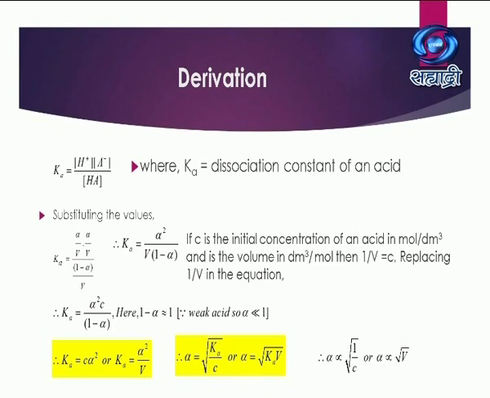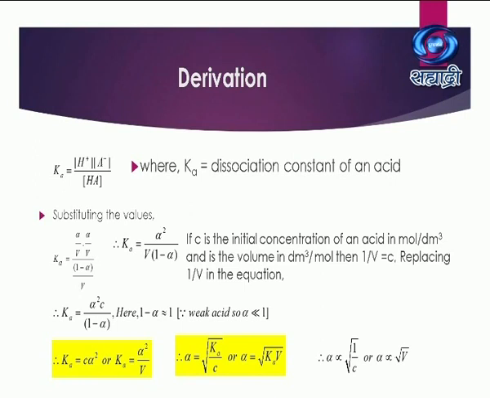And so I am going to replace 1 upon V in the equation. So I will end up with the expression Ka is equal to C alpha square upon 1 minus alpha. Now to make the equation simpler, let us approximate 1 minus alpha to 1. Why can I do this? Because the acid is a weak acid, so alpha is very much less than 1. And so I can consider this denominator 1 minus alpha as simply 1, and we will end up with a very simple expression, which is Ka is equal to C alpha square.